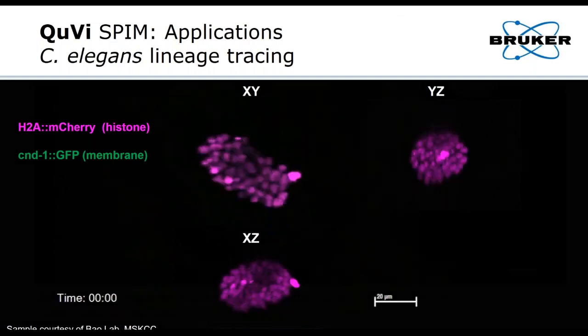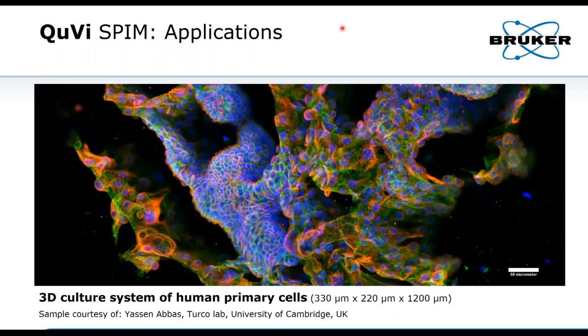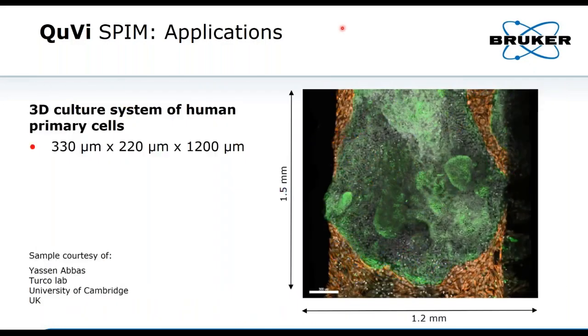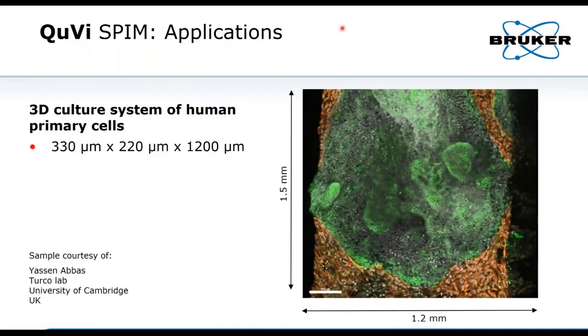In another application example, we imaged a large 2D or 2.5D 3D cell culture of human primary cells. This is now 300 by 200 by 1200 micrometers, so it was really a very large tissue section provided by the Tucker lab in Cambridge. And there we can also obtain really very nice 3D overview images, but at the same time, very high subcellular resolution, as highlighted in this movie.